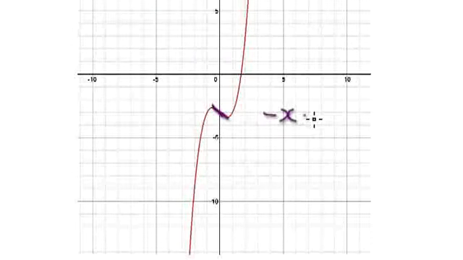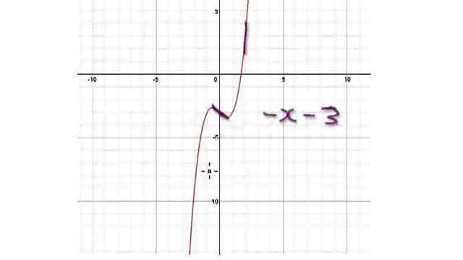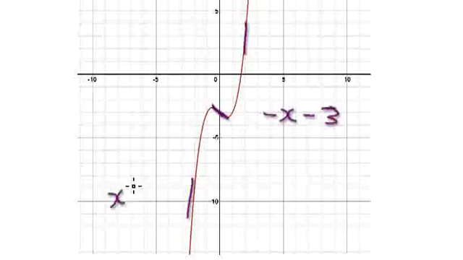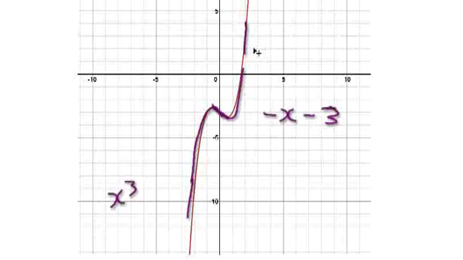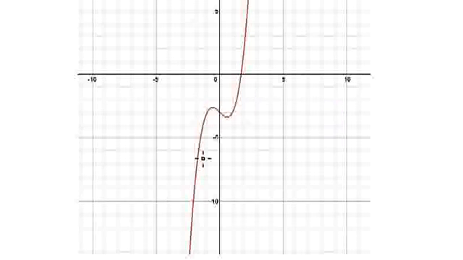This is the minus x minus 3 here, and this is your x to the power 3. So it's just a matter of joining up the two. Okay, well anyway, it will look like this.